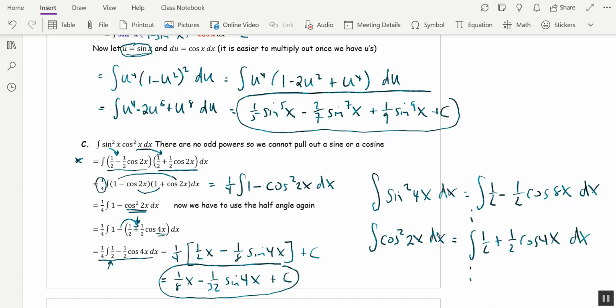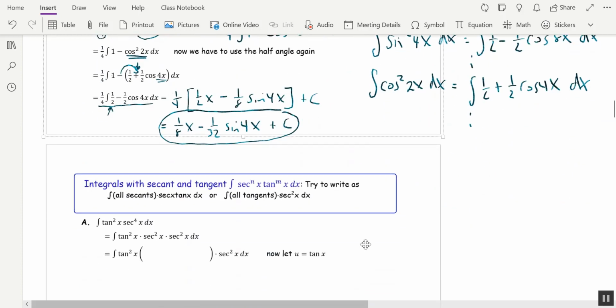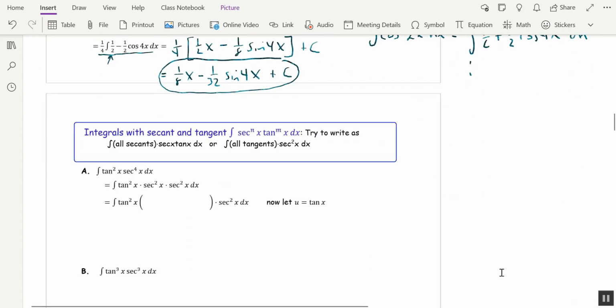And then you'd integrate. Okay, powers of secant and tangent, same idea. If you can write the integral in terms of all secants and pull out a secant tangent, then you can let u equal secant x, du would be secant x tangent x dx. Or if you can write the integral all in terms of tangents and pull out a secant squared, then you could let u equal tangent x.